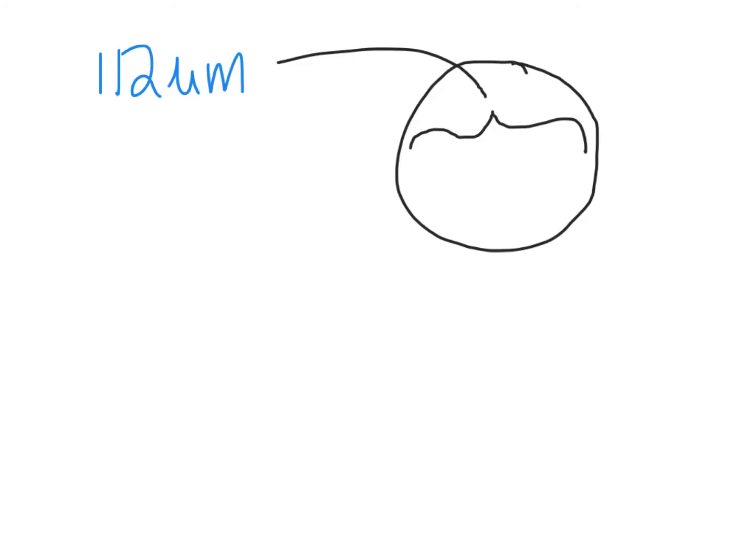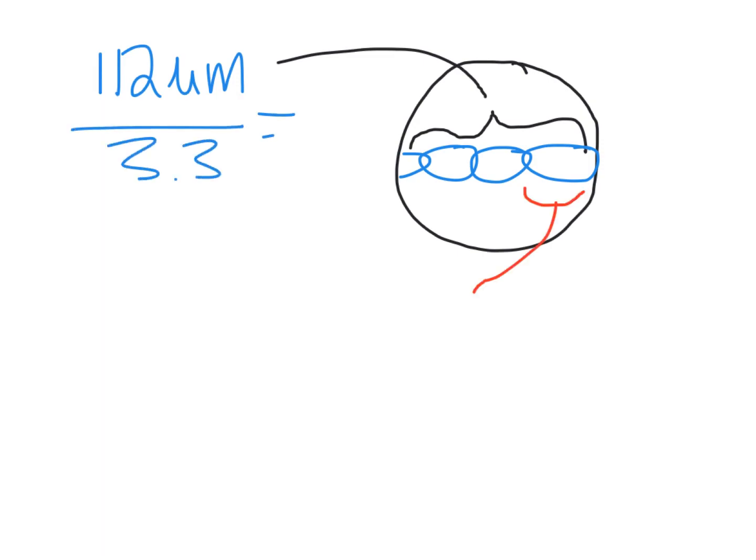And we're interested in a cell that can lay 3.3 times across the diameter. So divide by 3.3, and we get the individual cell is about 34 micrometers across.